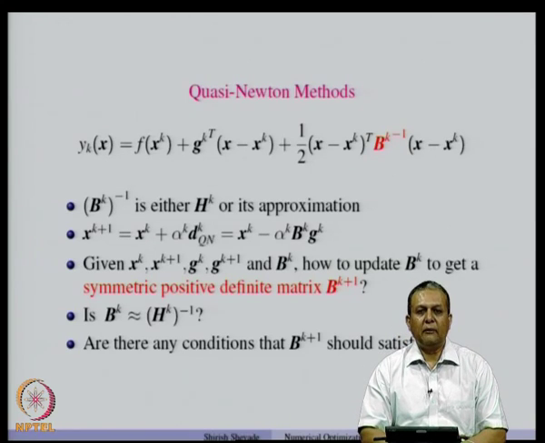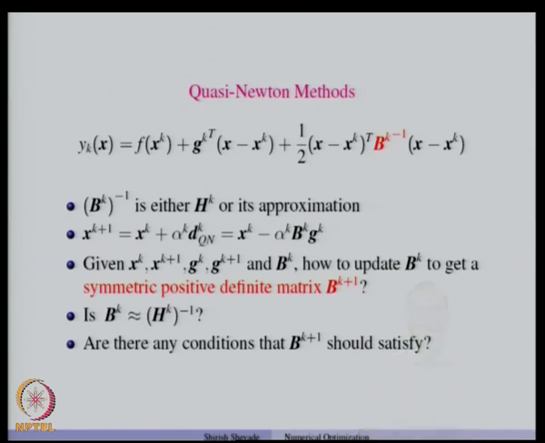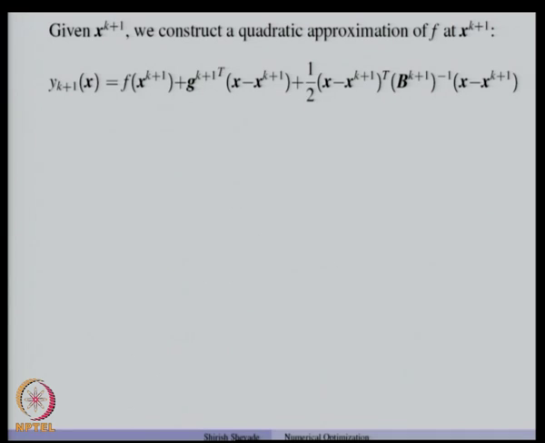And when we do this update, are there any conditions that Bk plus 1 should satisfy? So, these are some of the questions that we would like to answer.